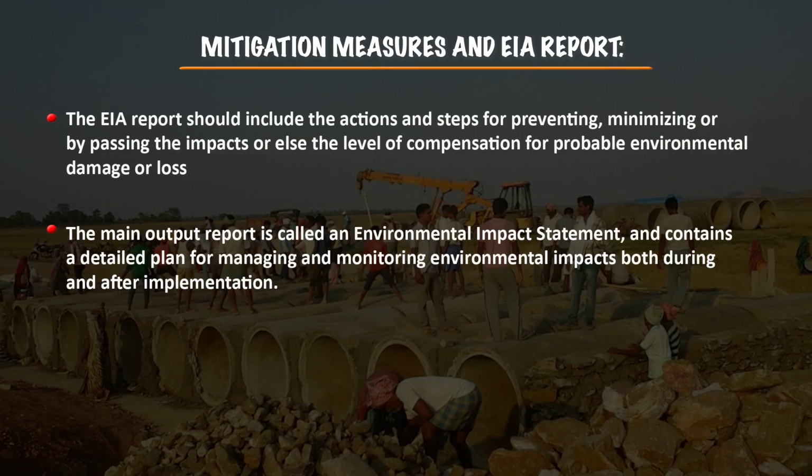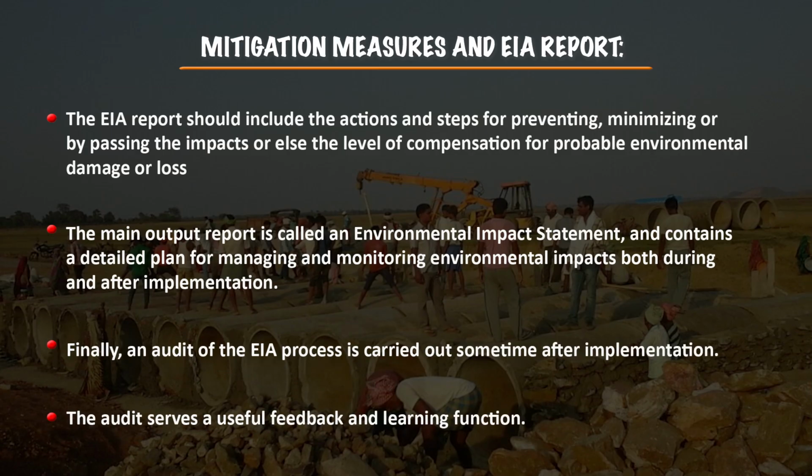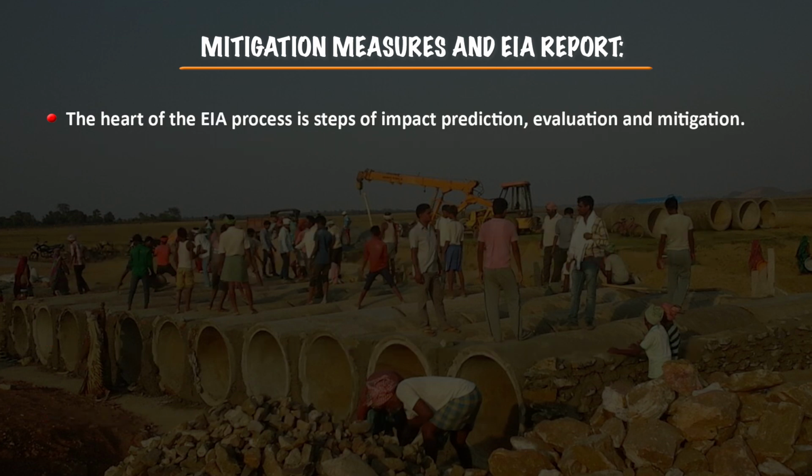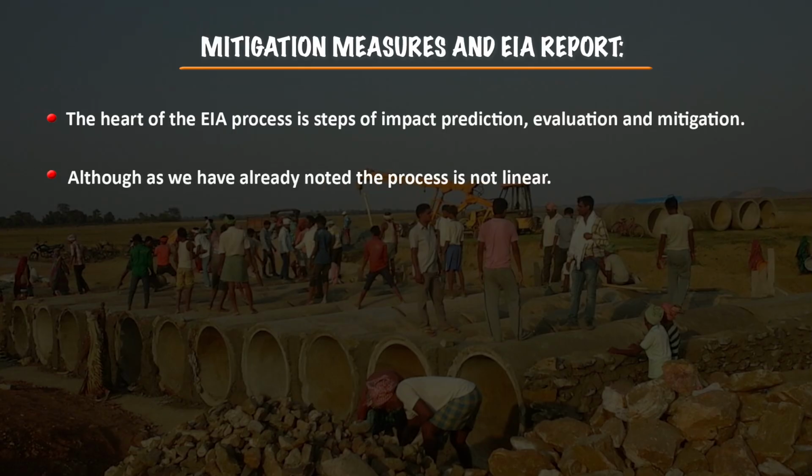The main output report is called an environmental impact statement, which contains a detailed plan for managing and monitoring environmental impacts both during and after implementation. The audit also serves a useful feedback and learning function. The heart of the environmental impact assessment process is the steps of impact prediction, evaluation and mitigation, and we have already noted that the process is not linear.